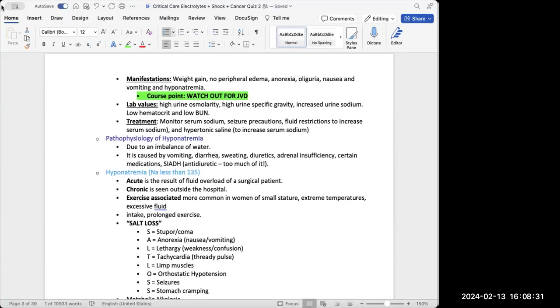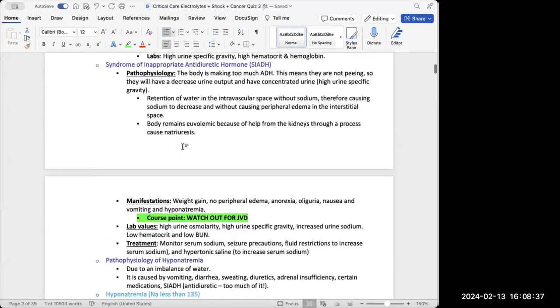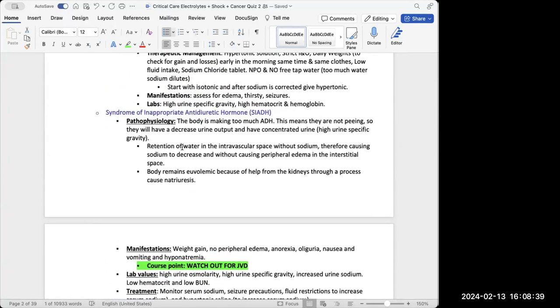So when the professor was saying yesterday about giving tap water, that was incorrect. I think she was saying no free tap water. I thought that's what she said, unless I heard it wrong. But I have in my notes, and as well as some things on CoursePoint that said no free tap water for someone who has hyponatremia. Okay. Because water will continue to dilute the sodium.